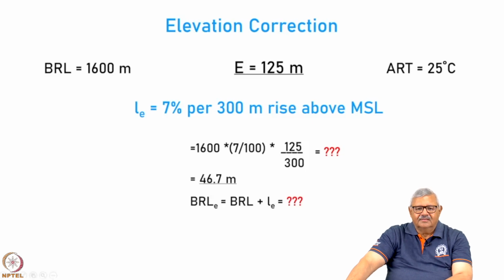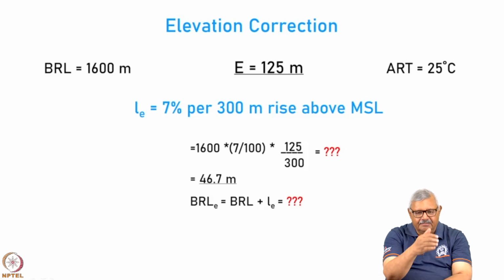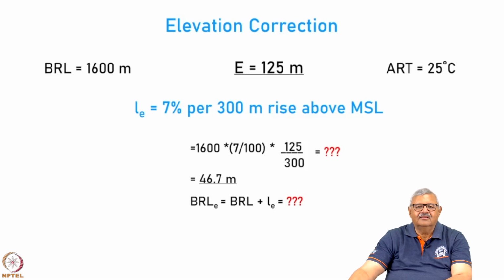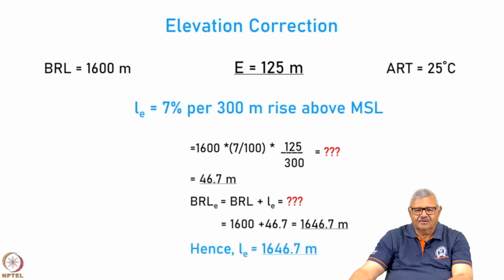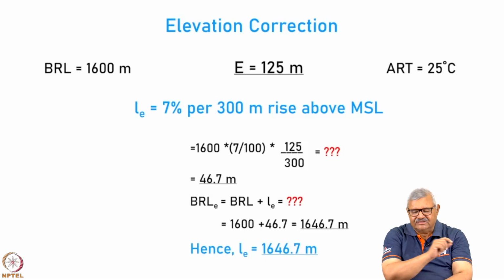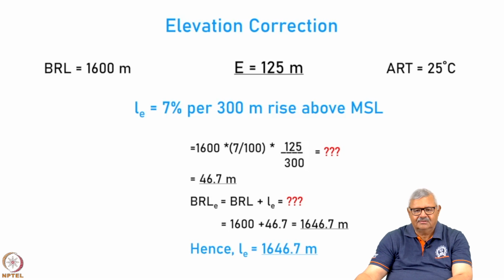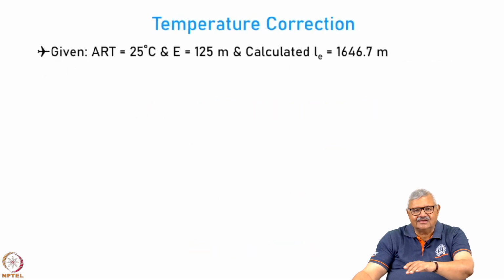So, therefore, the basic runway length corrected for elevation effects will be the basic runway length plus LE. So, the BRL is 1600 and the correction is 46.7. Therefore, please add these numbers and get the value of BRL subscript E. That value is 1646.7 meters. Okay. So, remember now the runway length corrected for elevation from 1600 is 1646.7, not much, but still it is there. This becomes our baseline for the next correction.